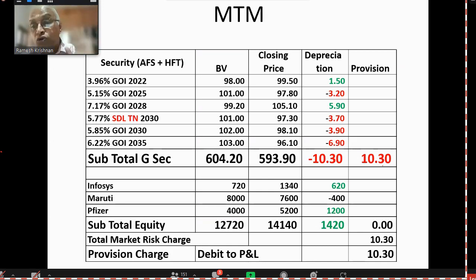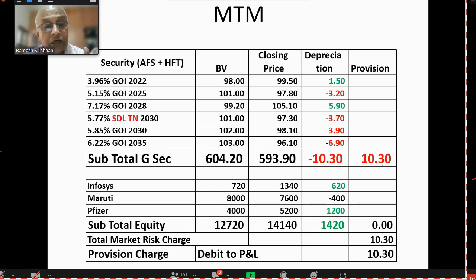Now, my discussion is not over. Similarly, your bank is holding in your HFT or AFS category equity shares. Infosys, you are holding at 720, today trading at 1340, 620 rupees gain is there, appreciation. Maruti, you are holding at 8,000, today trading at 7,600, 400 rupees depreciation is there. Pfizer, you are holding at 4,000, today 5,200, 1,200. So effectively, all the 3 shares put together, your bank is having a cumulative or net appreciation of 1,420.